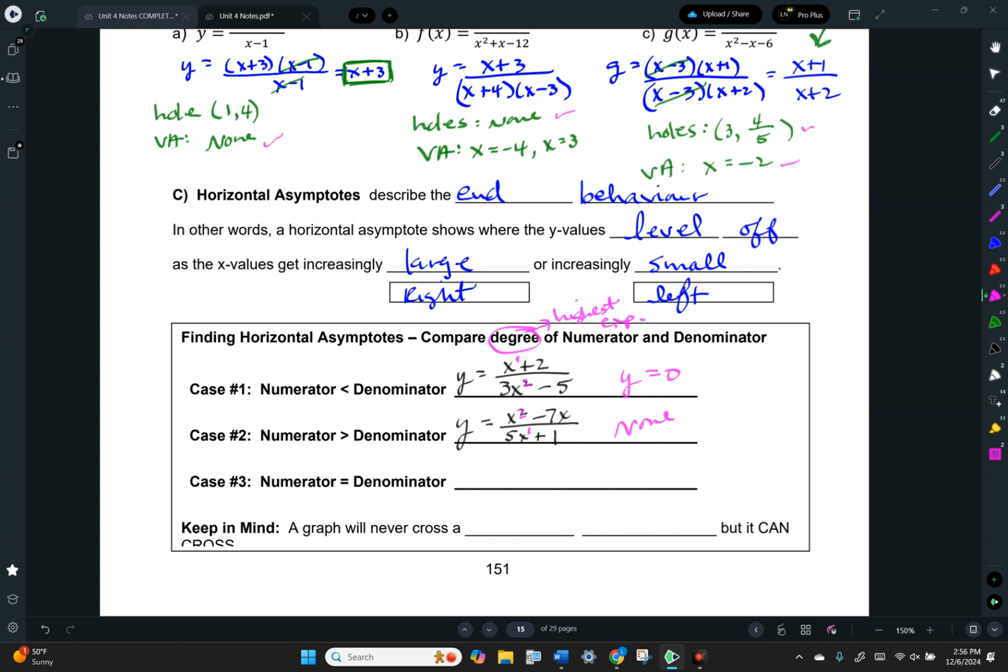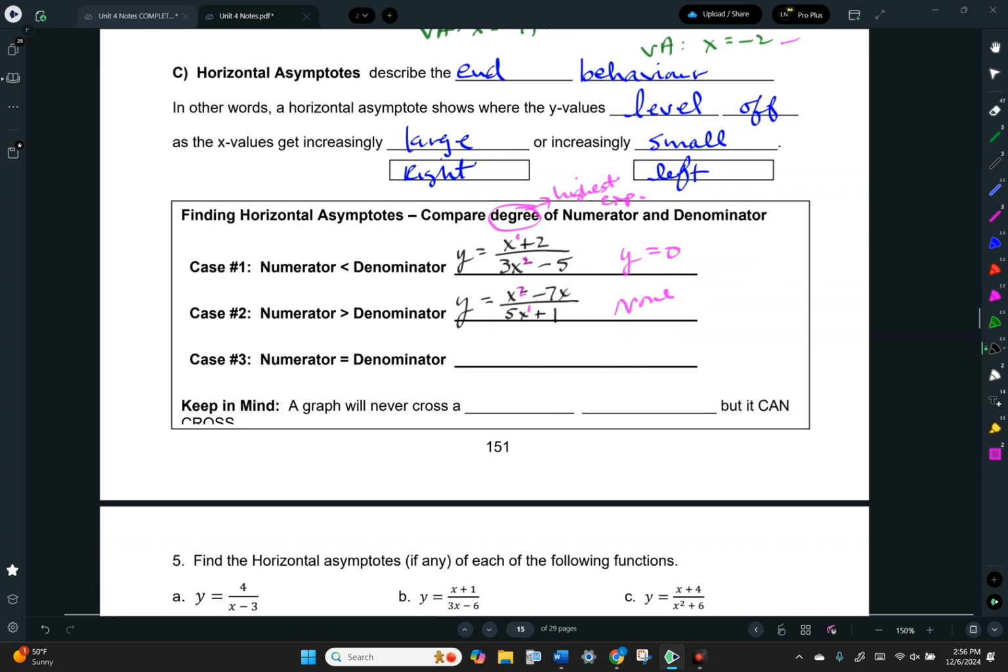So hopefully you can tell the only other option is what if the degree is the same? Let's say y equals (3x squared plus 2x) over (5x squared minus 7). Do you see that the degree of the numerator is 2 because of the x squared, and the degree of the denominator is 2 because of the x squared? So the degrees are the same. In that case, y equals the leading coefficient from the top over the leading coefficient from the bottom, and in this case, it was 3/5.